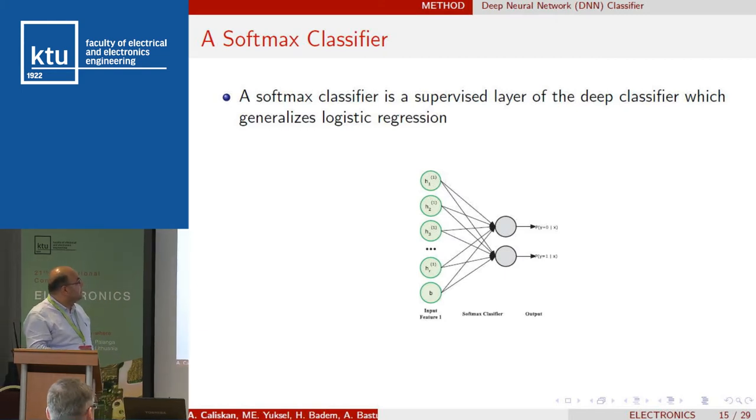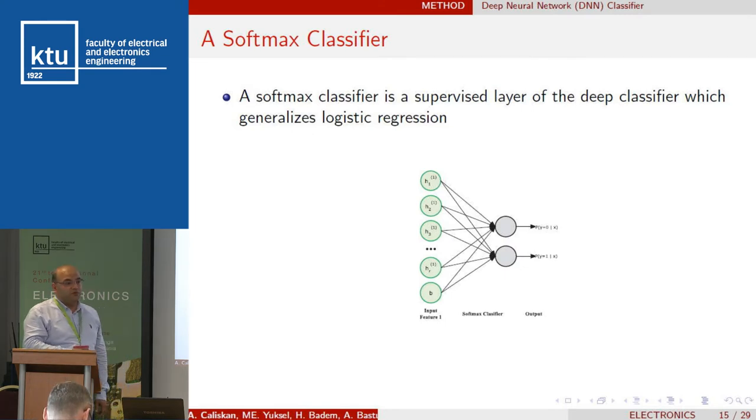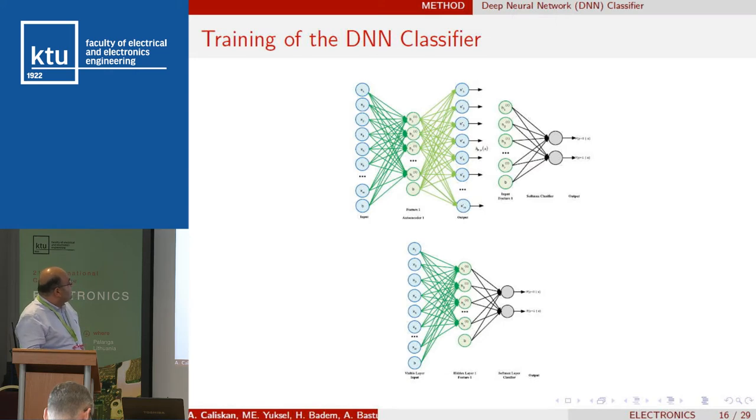Softmax classifier is a supervised layer of a deep classifier which generalizes logistic regression. It is a simple classifier and very suitable for deep neural networks. Training of the DNN classifier has three parts. First, you train the autoencoder, and the hidden layer of the trained autoencoder is sent to the softmax layer to make predictions. Then the encoder part of the autoencoder and the softmax layer are combined to produce the DNN, and after this the weights can be tuned one more time by a conventional optimization algorithm. In our case, we use the L-BFGS algorithm, a limited-memory algorithm.